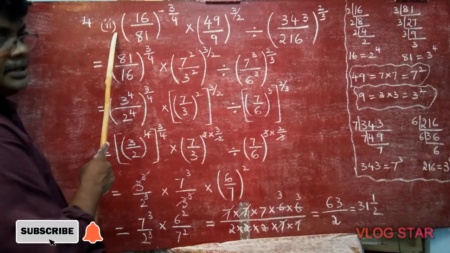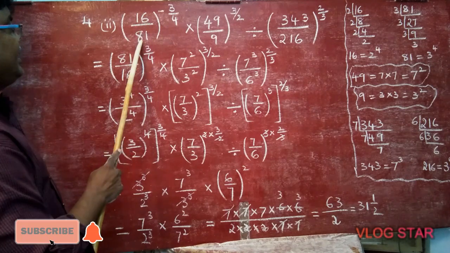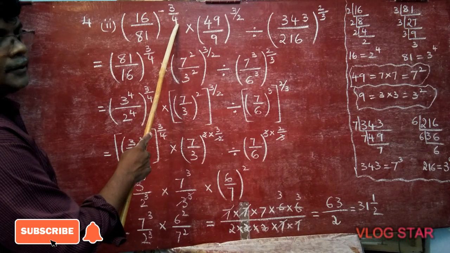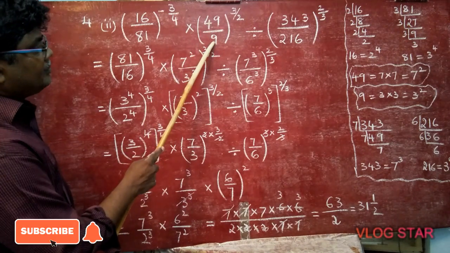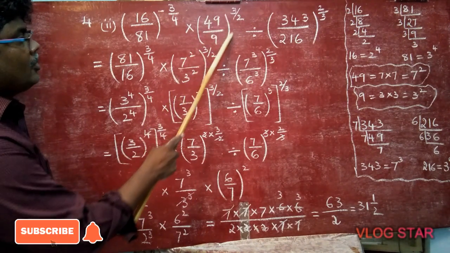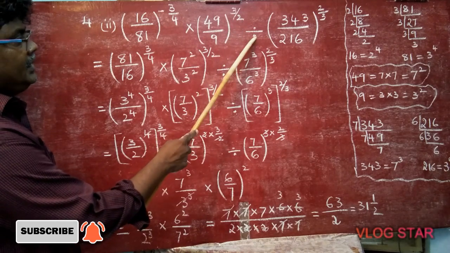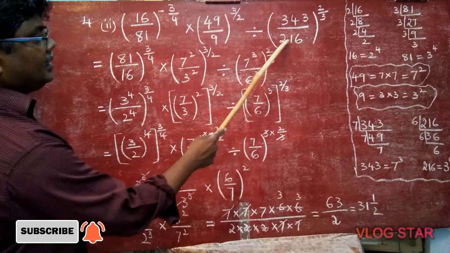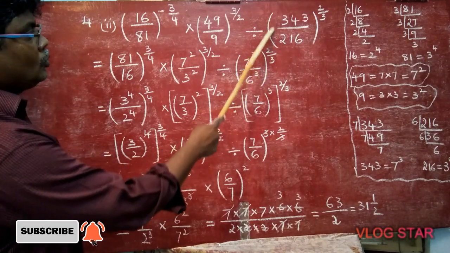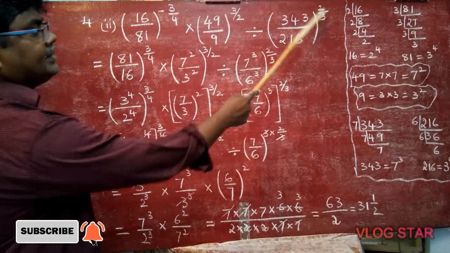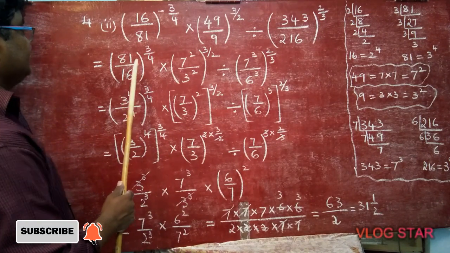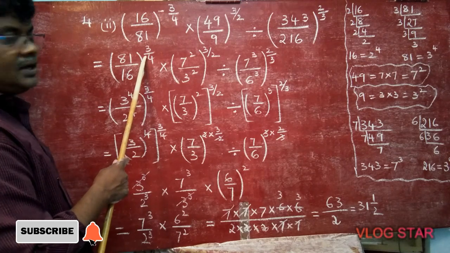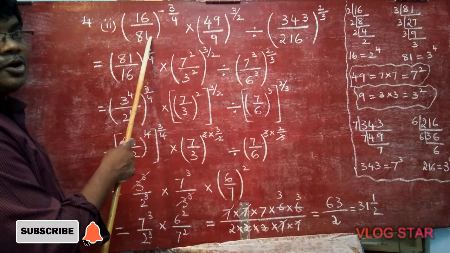Fourth problem, second bit. 16 by 81 whole to the power of minus 3 by 4 into 49 by 9 whole to the power of 3 by 2 divided by 343 divided by 216 whole to the power of 2 by 3. Now we are solving. Here minus is there, negative power, changing into positive power, the fraction becomes reciprocal.